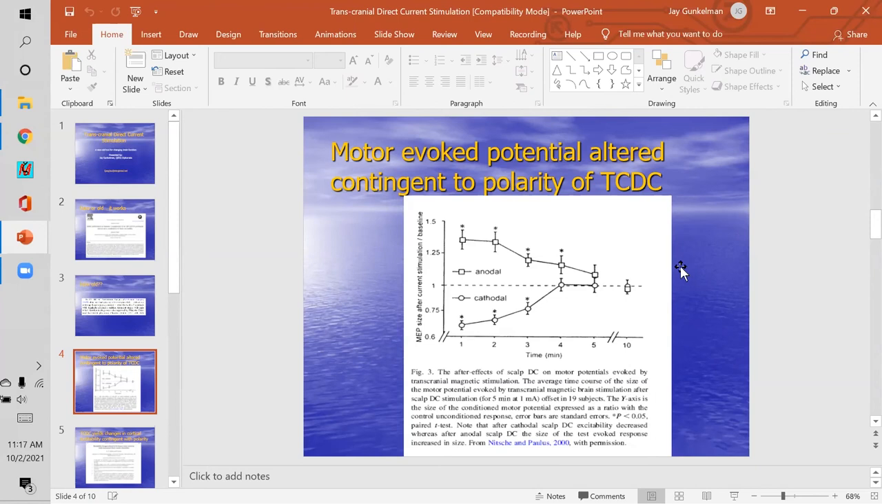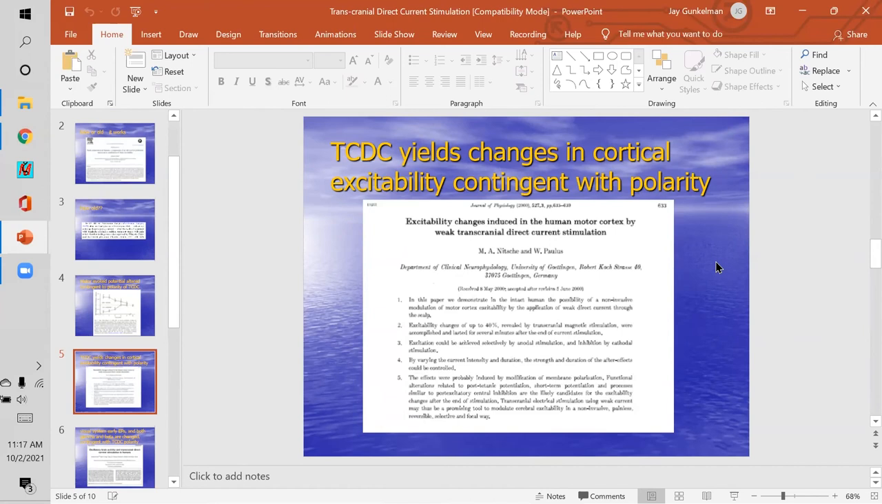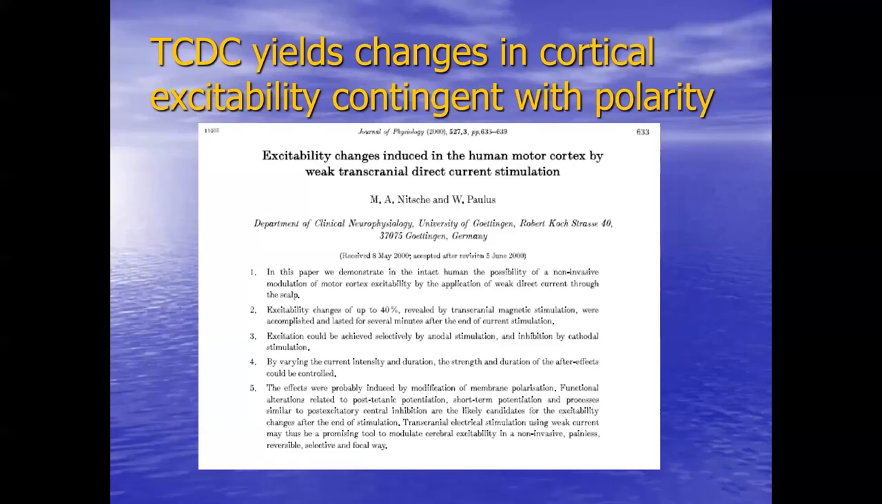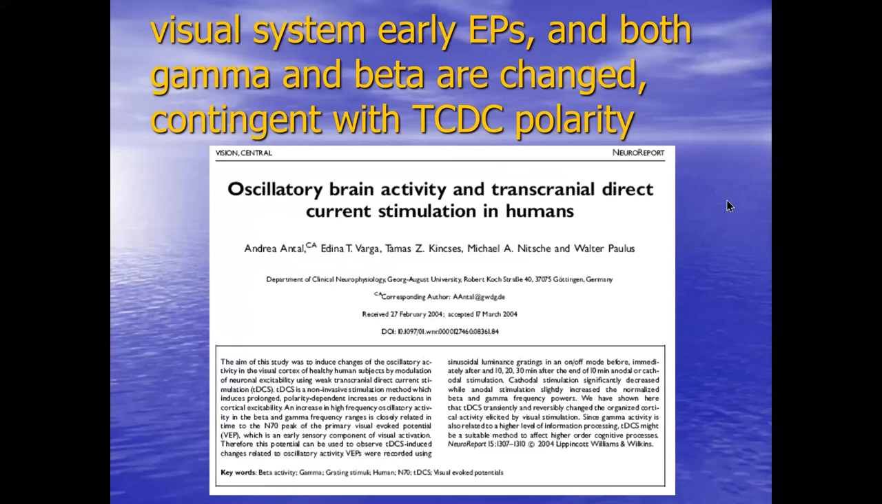Again, the polarity determines whether you excite or inhibit. It changes the excitability of the cortex contingent on the polarity. Again, same basic finding. Yeah, let me get this projected instead of just in front of me. You can excite ERPs and ETs.